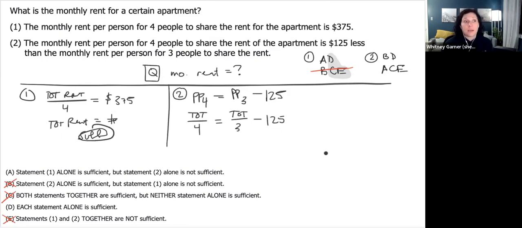Notice what we have. I'm using words right now, but I could call this T or R or whatever variable I want. But I have an equation with only one variable in it. If I'm going to call this variable T for total rent, T over 4 equals T over 3 minus 125. Another way of writing this that might feel more comfortable is 1/4 T and 1/3 T.